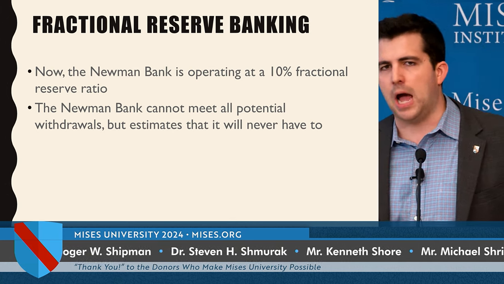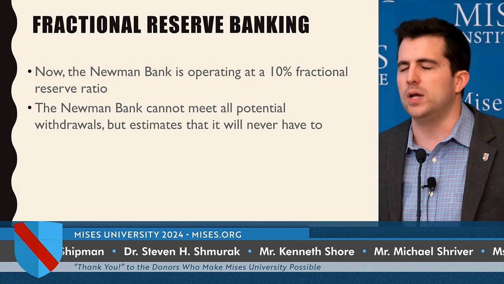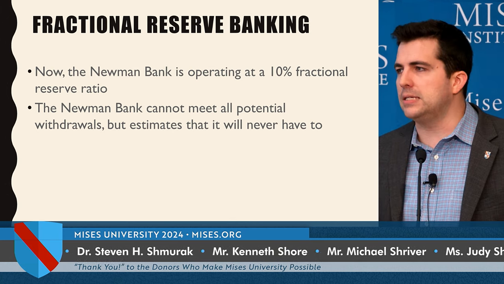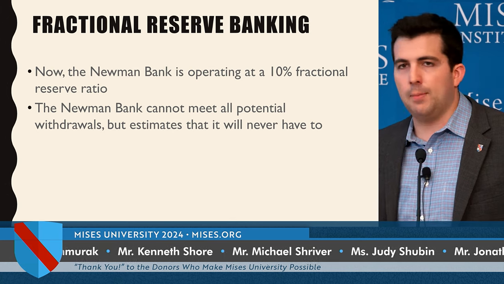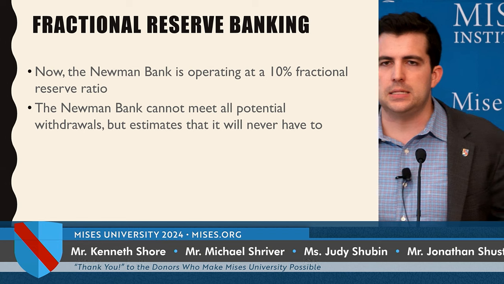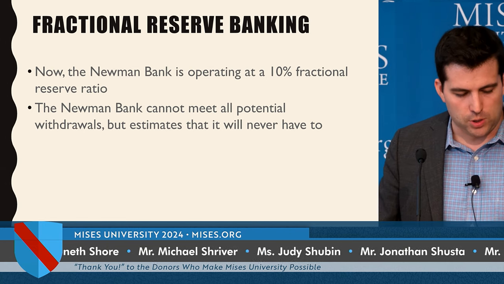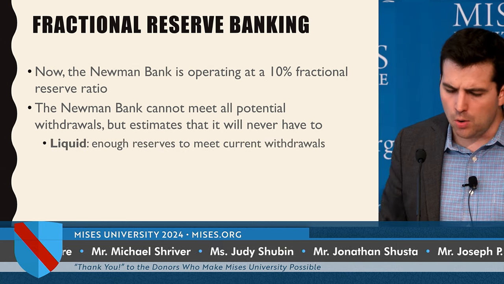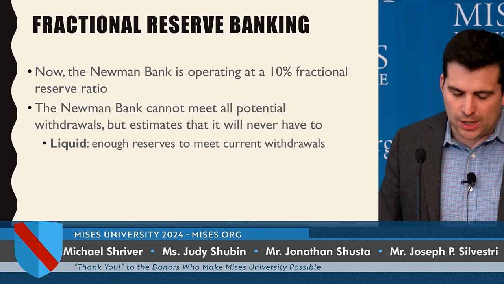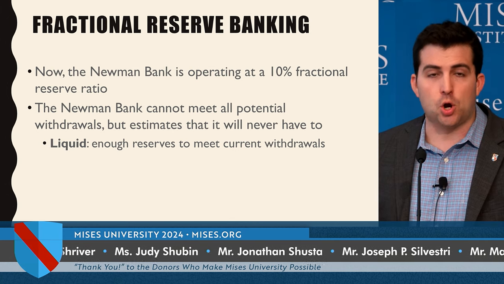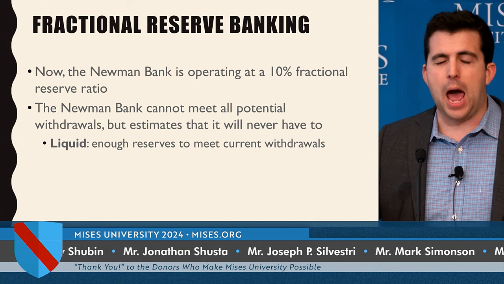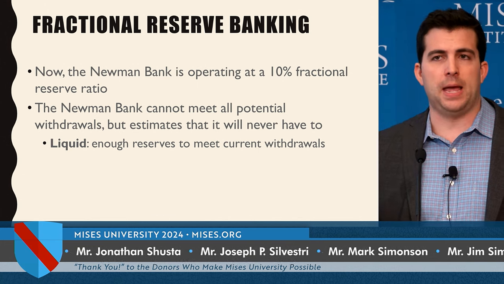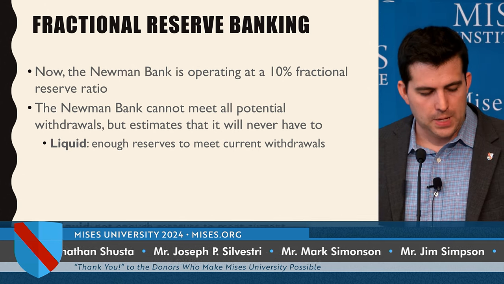It's making sort of an entrepreneurial judgment, if you will, that in these days, our depositors are going to want this money and so on. We're going to have money coming in. The money's going to go out. It's an entrepreneurial venture, we could say. All right. So a bank is liquid if it has enough reserves to meet current withdrawals. So if Tate wants $5,000, the Newman Bank will be able to pay it. The Newman Bank will be liquid.